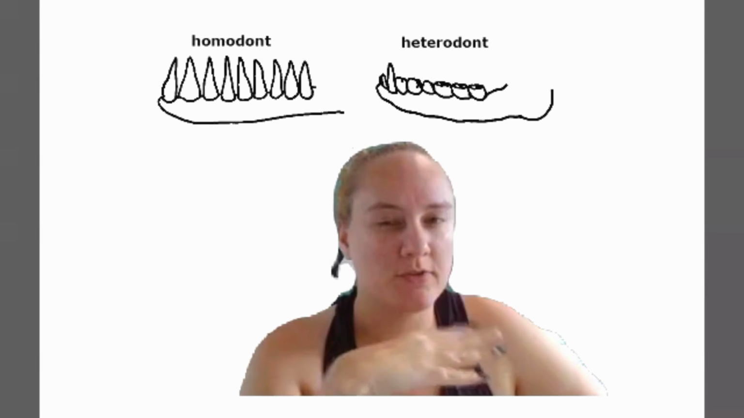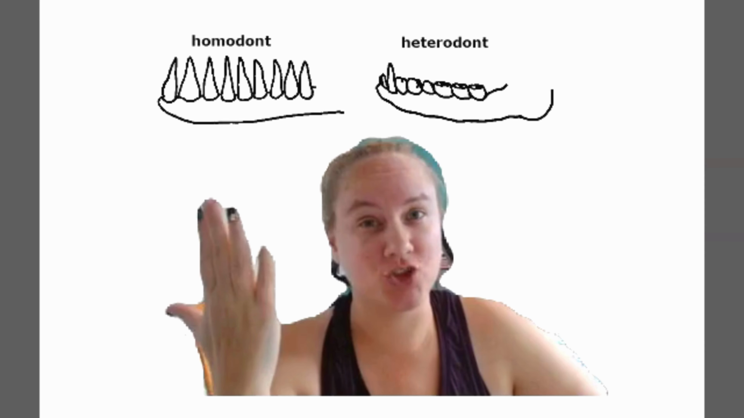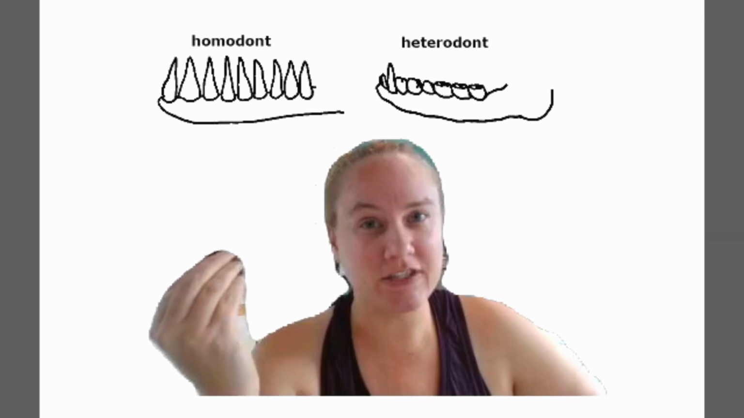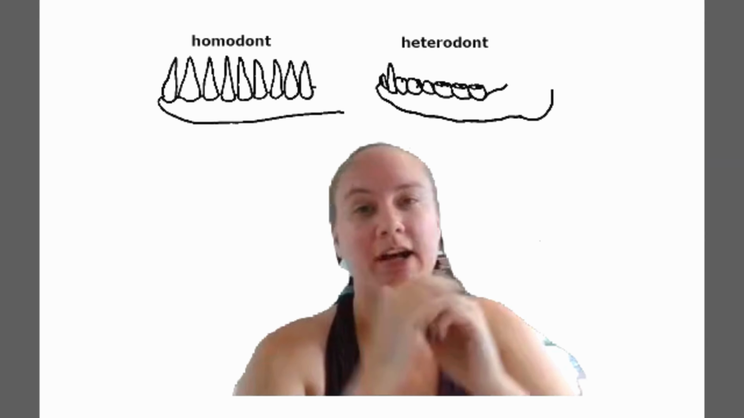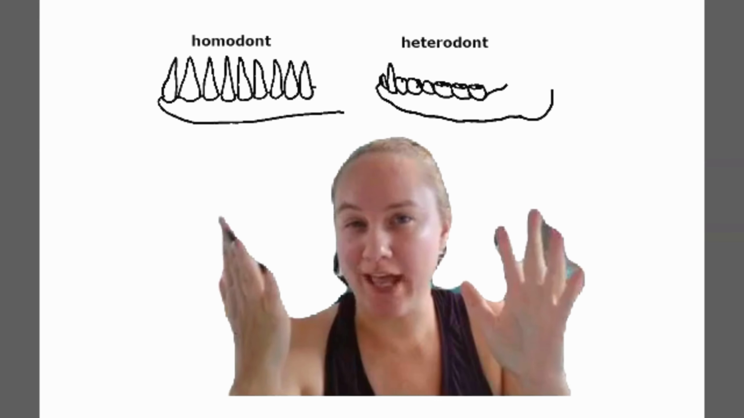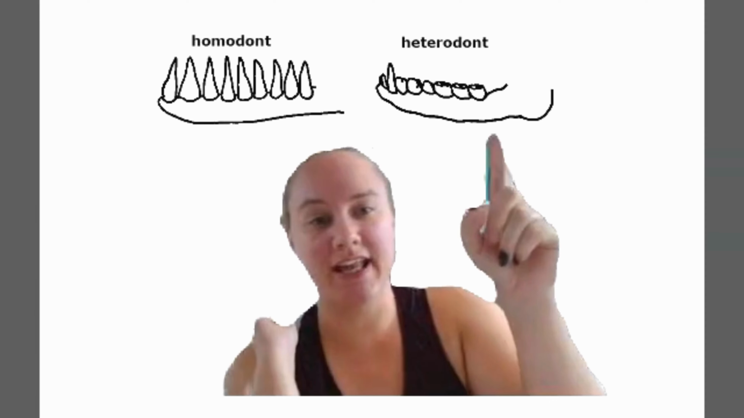Going forward through these chapters, we're going to end up talking a lot about teeth or dentition in general. Physical anthropologists can get a lot of information from teeth, and so we need to know a little bit about the basics on how to study them. So there's two different shape categories for teeth. There's homodont and there is heterodont.